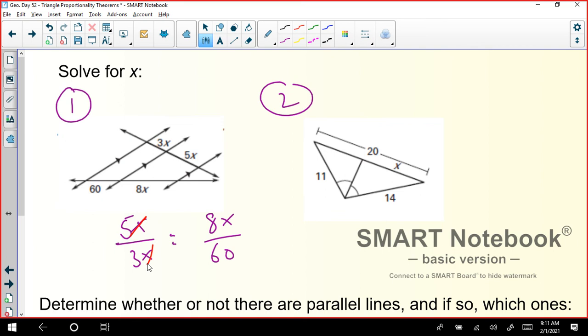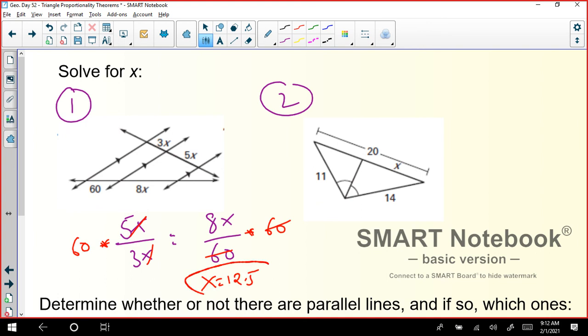These x will get crossed out. Multiply by 60 on both sides. You will have 60 times 5 over 3, which is 100, and 100 divided by 8. Finally, if I simplify, I'll get x as 12.5. Okay. 60 times 5 over 3 gives us 100, and dividing by 8 gives me x as 12.5.